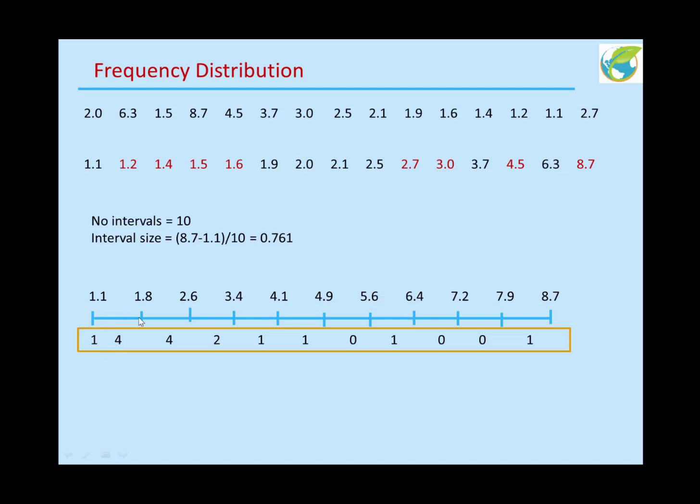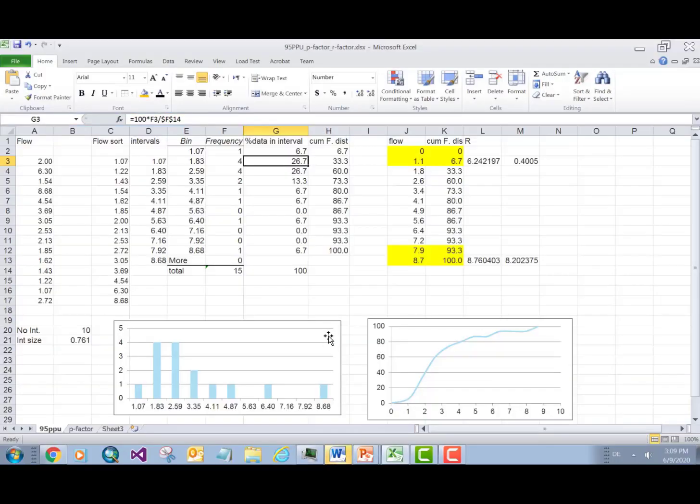From 1.1 to 1.8, we have 4 flows that fall into this interval. In the next interval, from 1.8 to 2.6, you have another 4 flow data that fall into this interval. And then you have 2 that fall into this interval, and then you have 1 in the next one, and then you have some 0, 1 here, and then 2 zeros, and then in the last one you have 1. Now, let me go to Excel.